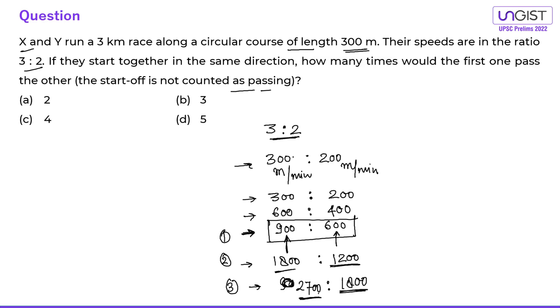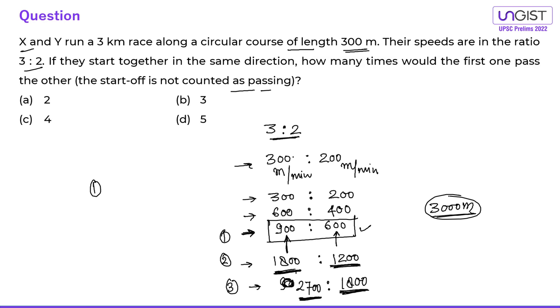Okay. So this is what it means. First time, the first one will be covering 900 and the second one will be covering 600. Second time, the first one will be covering 1800 and the second one will be covering 1200. And third time, the first will be covering 2700 and the second will be covering 1800, right? And after that, only 300 meters are left because the total track is 3000 meters.